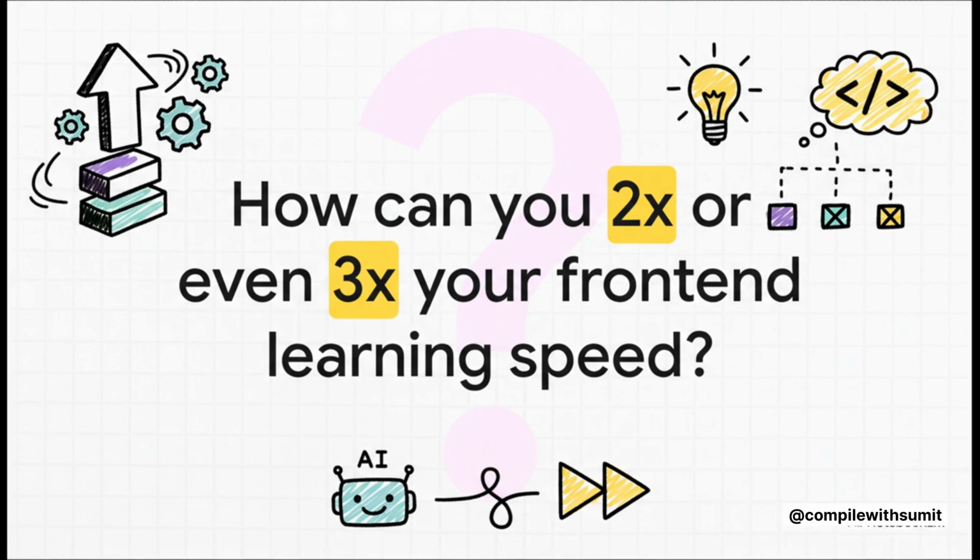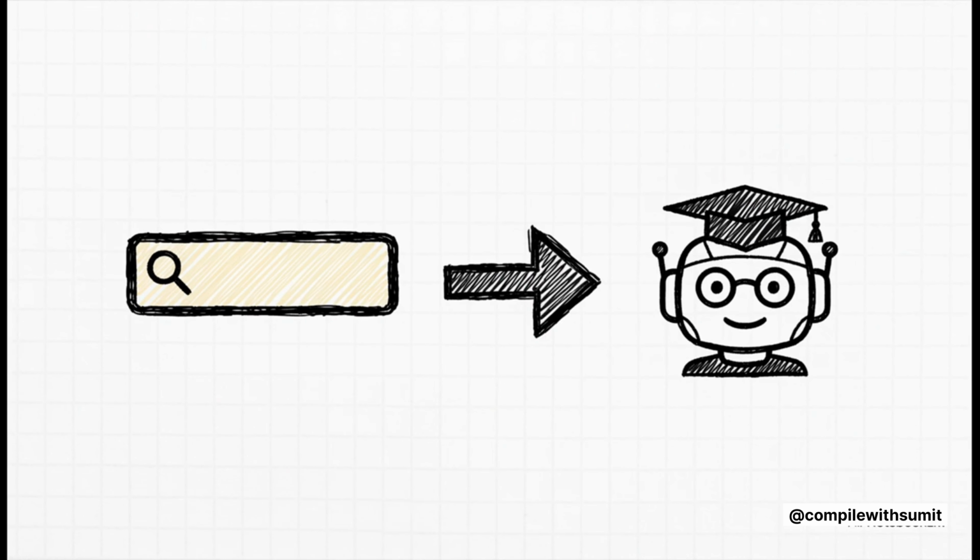Okay, that's a pretty bold claim, right? Doubling or even tripling your learning speed. But the core idea is actually really simple. It's not about cramming more information, it's about learning smarter. And the key isn't just that you use AI, but how you use it. And that's the big secret right there.